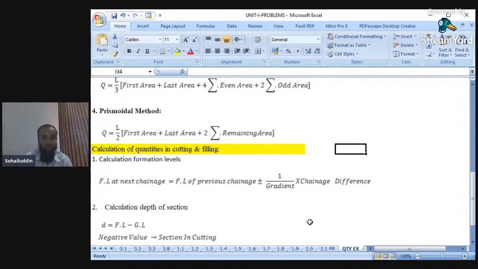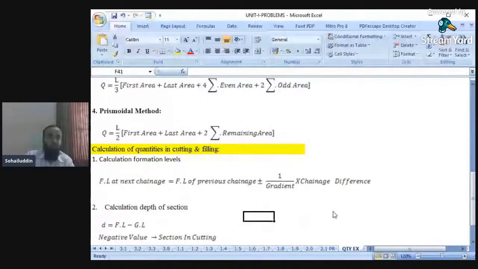The formation level at the first chainage will be given, but what will be the formation level at the next chainage? The formation level of the previous chainage is given in the question, plus or minus the falling and rising gradient, that is 1 upon gradient times the chainage difference. And in the same way, the depth of section is nothing but formation level minus ground level.